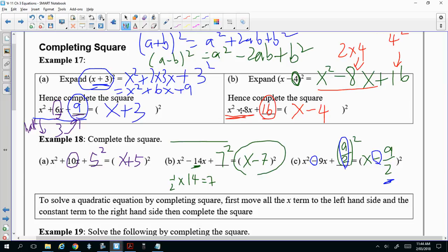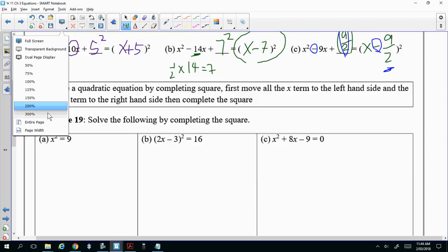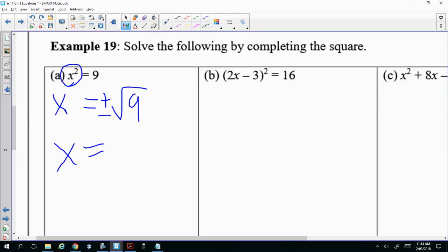Before we start, we're going to do 5 of these questions. All right, let's do them. The first one: how do I solve this? We square root, because that's already a perfect square. We can square root this, and plus or minus, whenever you square root, so it's plus or minus 3.